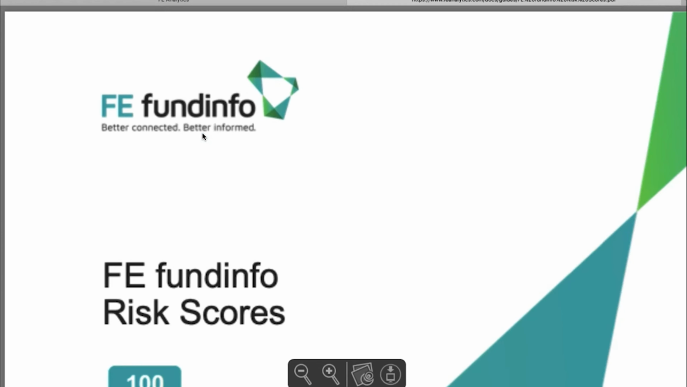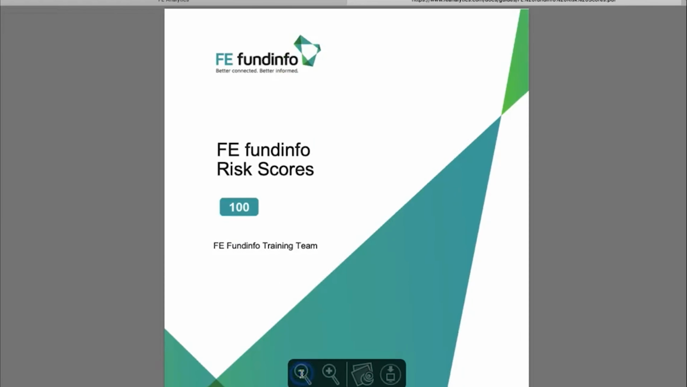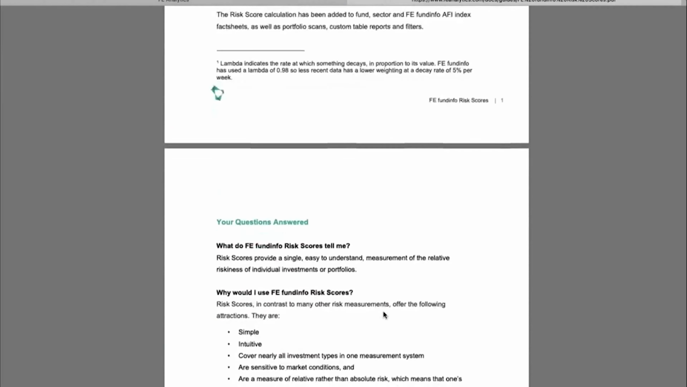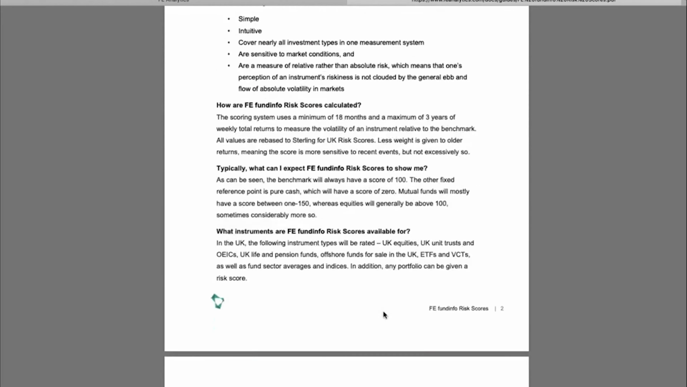And if you click on any one of them, it will provide you with a nice little PDF, and it will summarise how the rating's put together, why you'd use it, and some information on the underlying logic we use to create them in the first place.